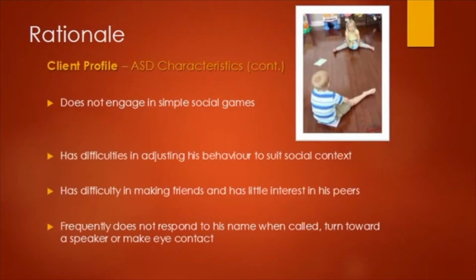Tommy does not engage in simple social games such as rolling a ball to a peer or offer comfort to his peers. Tommy shows many difficulties in adjusting his behavior to suit a social context. He frequently leaves the table during instruction as well as at snack or lunch and will often flop on the floor or cry loudly in any setting, either to avoid a task, gain access to a reinforcer, or for attention.